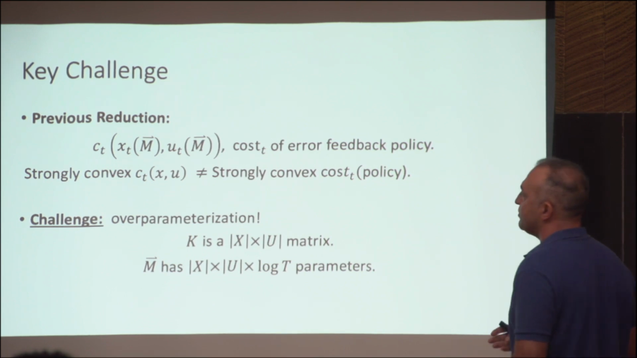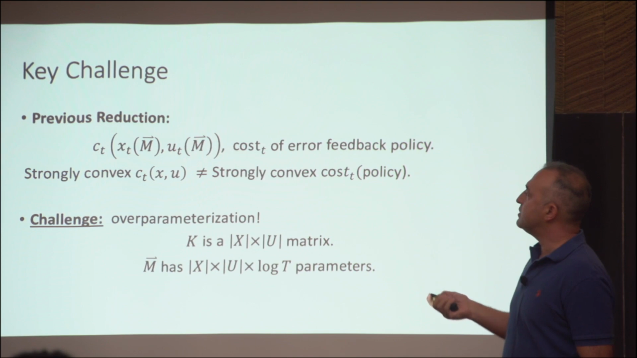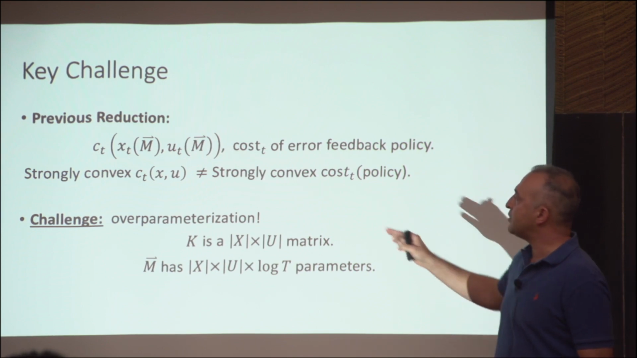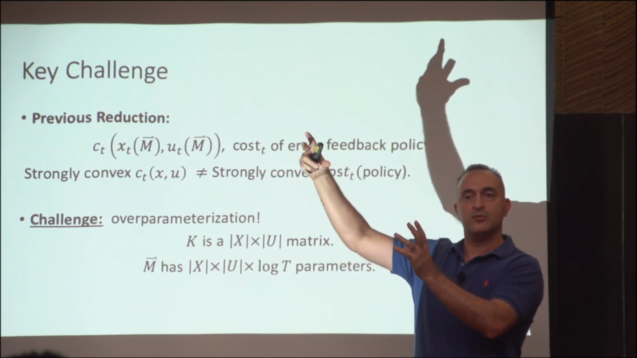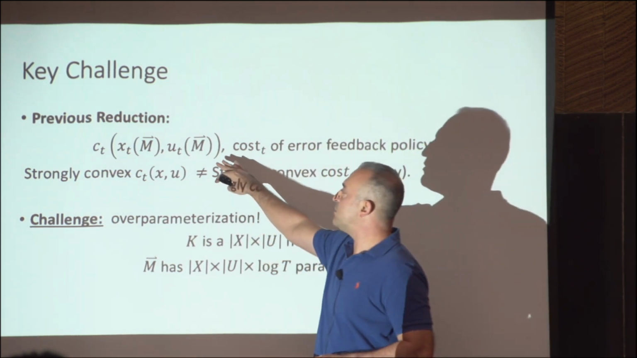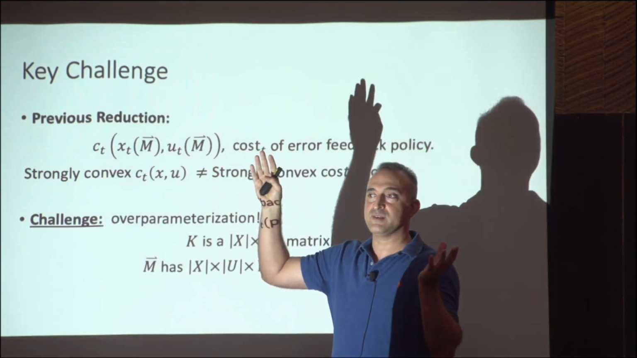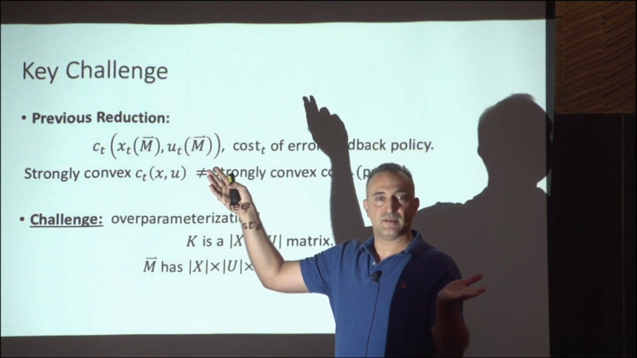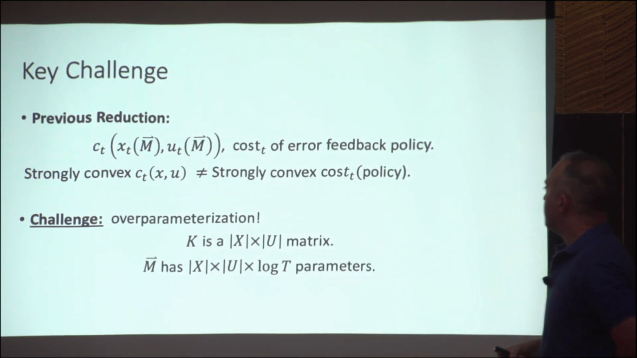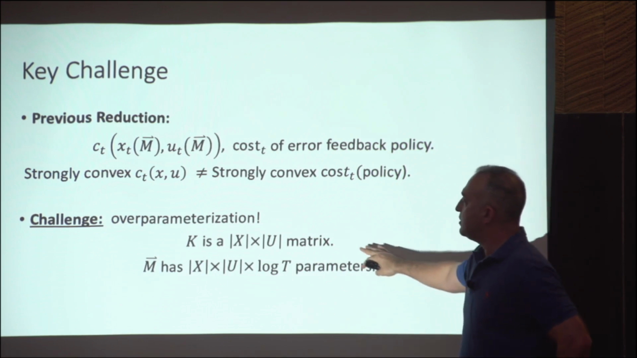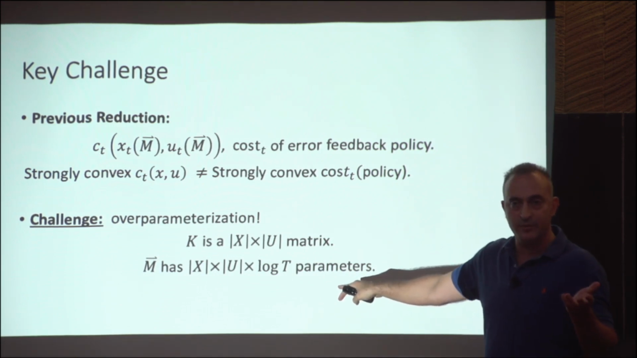So how is this done? Briefly, the previous reduction I described has functions that reparameterize X and the U by M, going over all the past perturbations. Even though I have a quadratic in U and in M, it doesn't mean that as a function of the matrices, it's strongly convex, because I have over-parameterization. So it's not immediately clear. In fact, in order to make the system stable, I need log T more parameters than before.